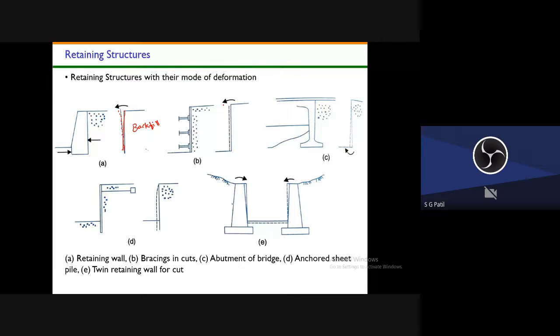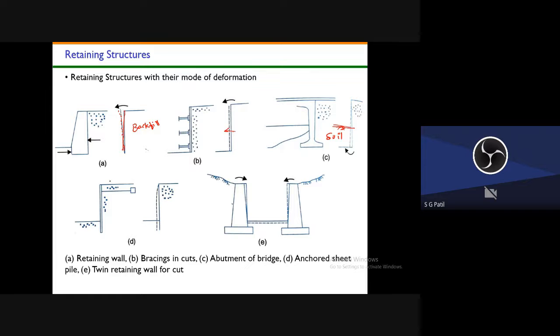And this is the braced excavation. Here also the wall is moving away from the backfill. And this is the abutment structure, a bridge abutment. In the bridge abutment you see the wall is moving, but the soil is present here, because this is your ground level. Whatever soil is there has now been compressed by this retaining wall. That means the wall is moving towards the soil. Here the wall is moving away from the soil.